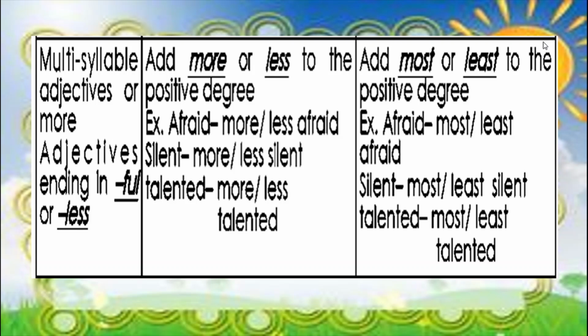For the superlative degree, add most or least to the positive degree. Example: afraid, most or least afraid. Silent, most or least silent. And talented, most or least talented.